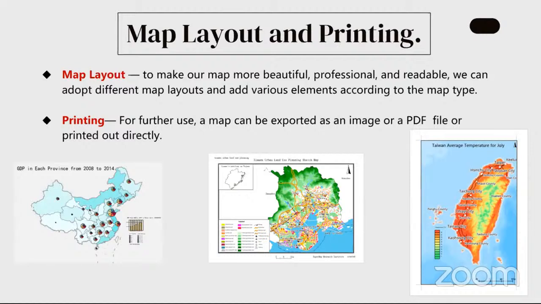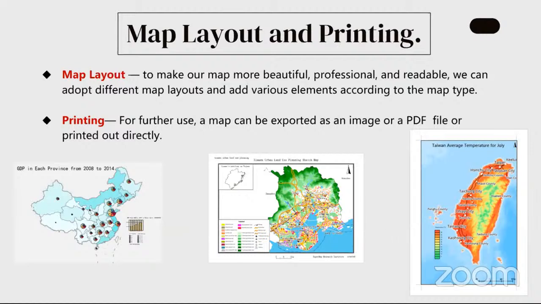Next, for the printing, we will need to further use the map after we create it, like to put it in our PPT or in our thesis and so on. So in iDesktop, we can export the map into a PDF file or images such as PNG, JPEG, and so on. And you may also print it out directly.